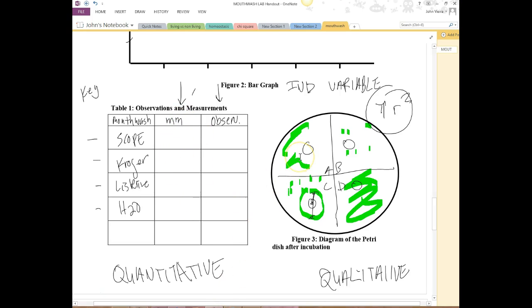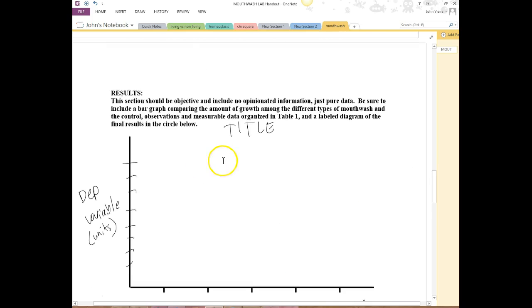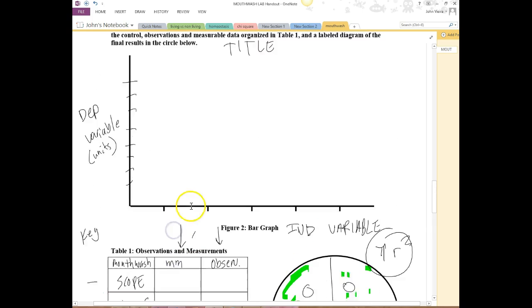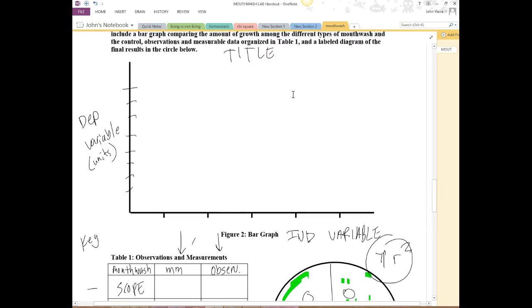If you want to have a different way of quantifying it, maybe you're counting the area of bacteria growth. Maybe you're counting the number of colonies. I don't care. It's your experiment. You have to turn this into numbers. And then whatever that dependent variable is, you're going to turn it into what type of graph?